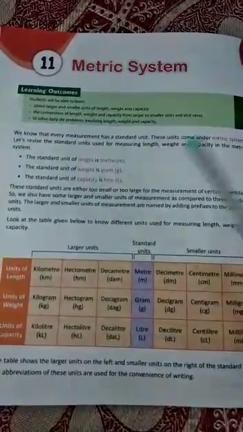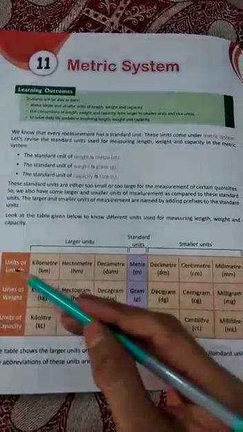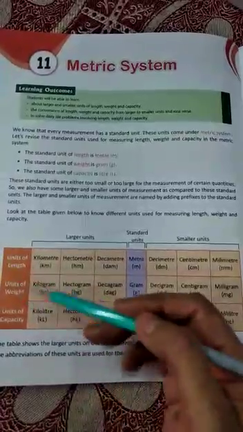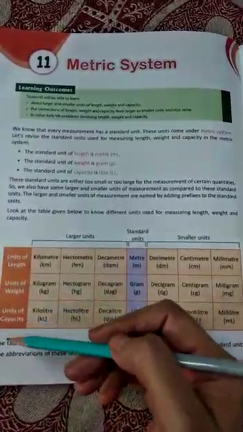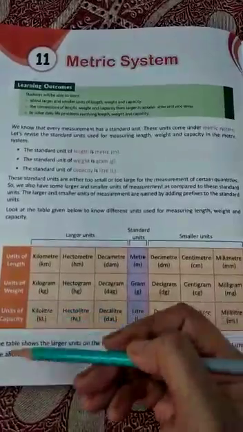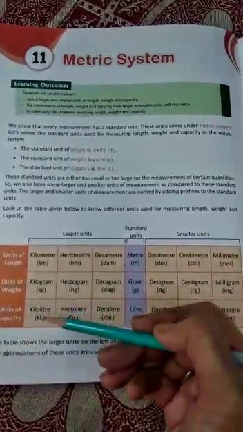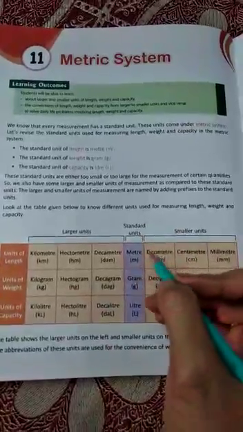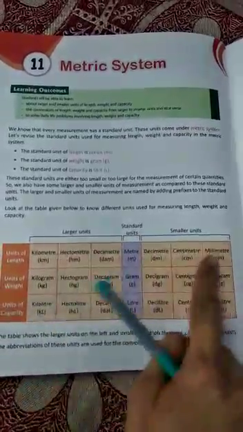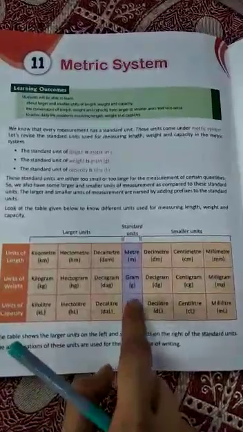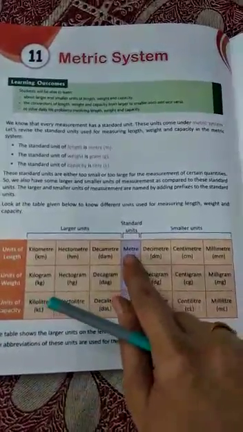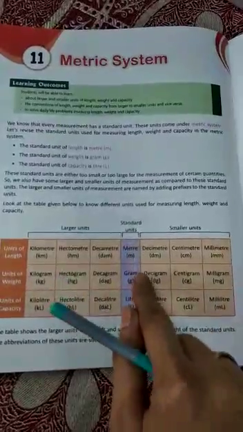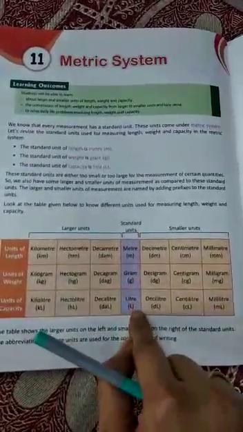Chapter number 11, metric system, is based on length, weight and capacity. Length means lambai, weight means the weight of something, and capacity means whatever is related to your liquid, your oil, water, juice, petrol. So now students, you must remember these things. This table is very important for this chapter. First of all, you should know what is the standard unit of length, that is meter. Standard unit of weight is gram. Standard unit of capacity is liter.